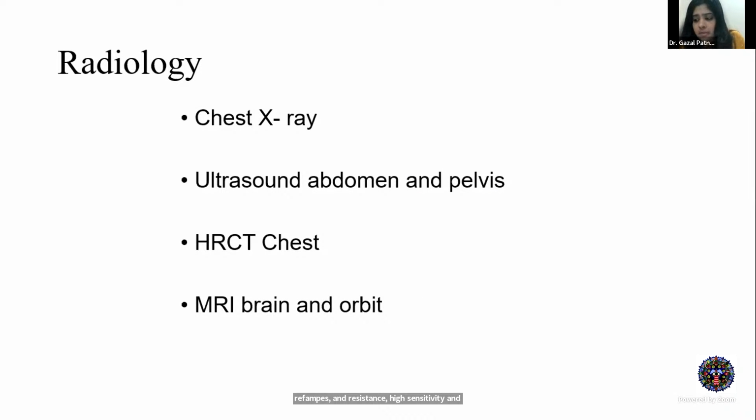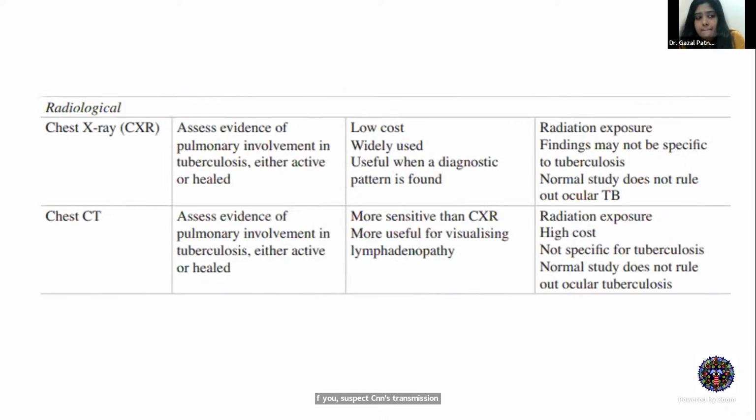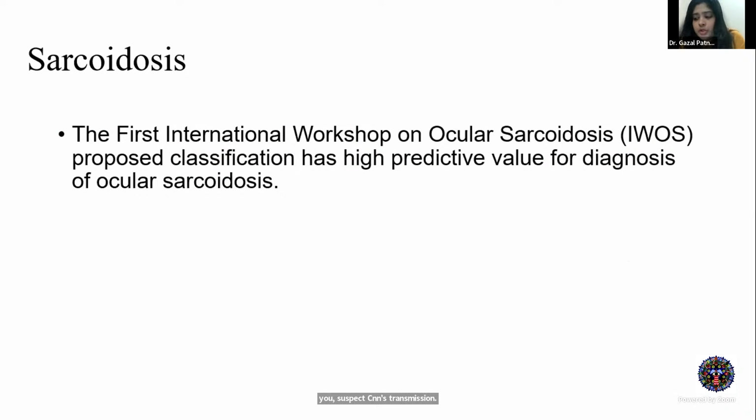Coming to the systemic imaging, chest X-rays are the usual go-to at the first visit. Ultrasound abdomen and pelvis, HRCT chest, MRI brain and orbit if you suspect CNS involvement. I would skip this due to time constraints.